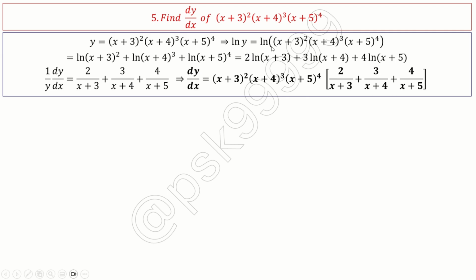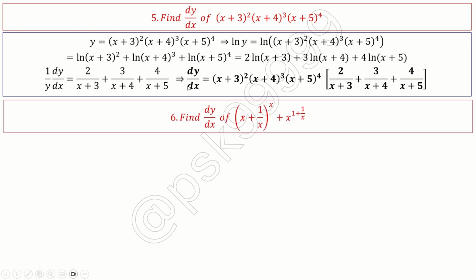So if I take logarithm, log y equals the sum of logs of the individual terms, which is log of (x plus 3) whole square, log of (x plus 4) whole cube, plus log of (x plus 5) whole to the power of 5. So this is nothing but 2 into log of (x plus 3), 3 into log of (x plus 4), plus 4 into log of (x plus 5). Now if I differentiate, it is very easy. So this is the answer.